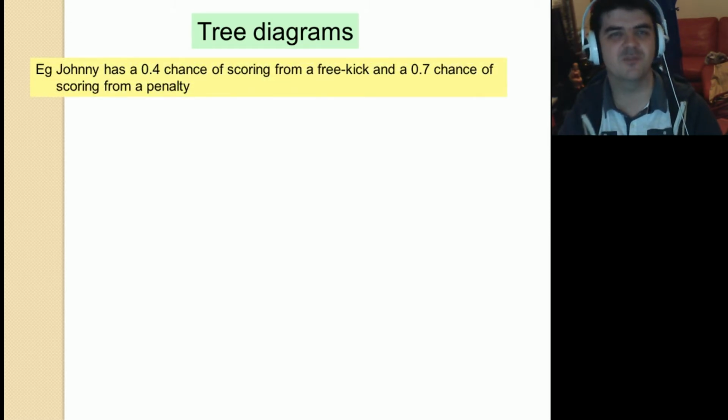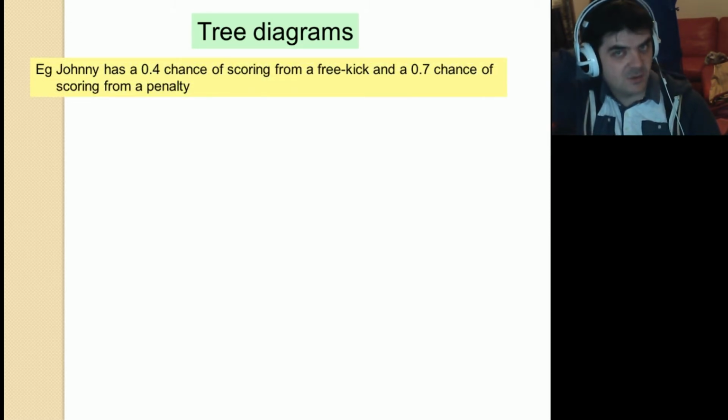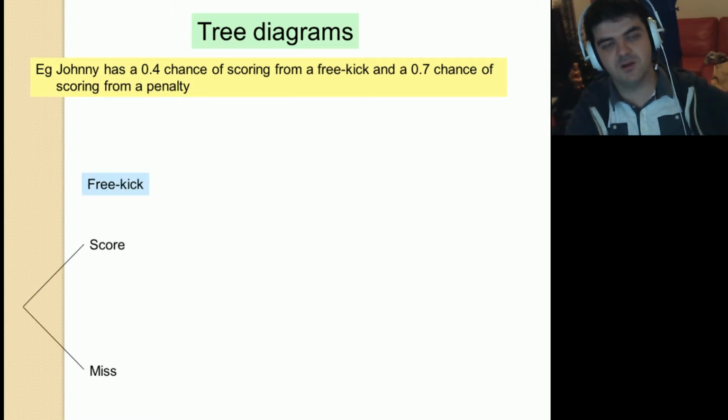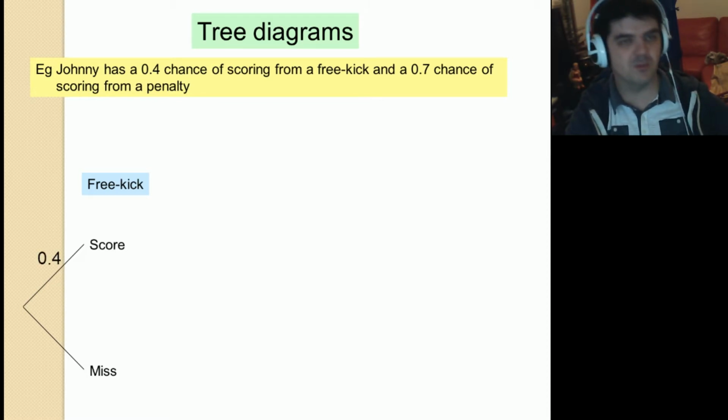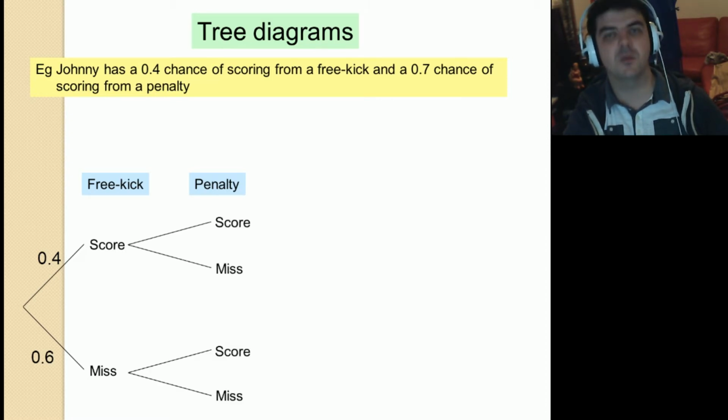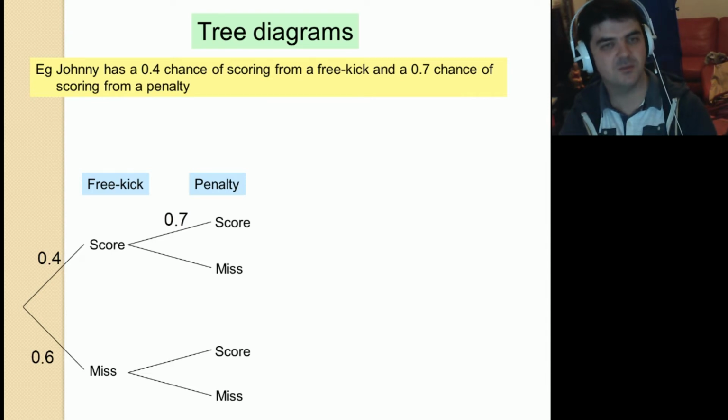Johnny has a 0.4 chance of scoring from a free kick and a 0.7 chance of scoring from a penalty. So if we look at the free kick, we'll build up our tree. He can either score or miss, and the chance of him scoring from the free kick is 0.4. So if total probabilities have to add to 1, the probability of him missing is 0.6. Similarly for a penalty, he can either score or miss it. The probability of him scoring the penalty is 0.7. So the probability of him missing is 1 minus 0.7, which is 0.3, and similarly below there.